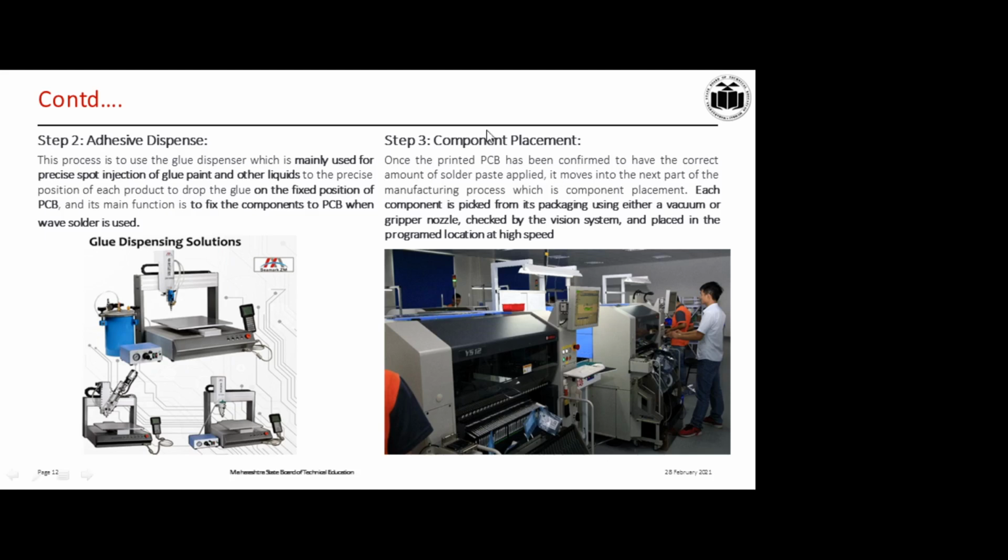Third is component placement. For this, the component is picked from the packaging using either a vacuum or gripper nozzle, checked by the vision system, and placed at the programmed location at high speed.